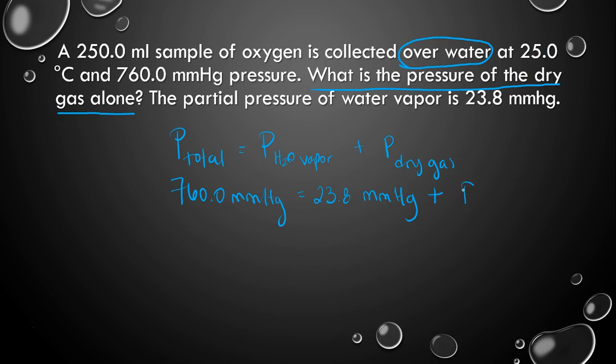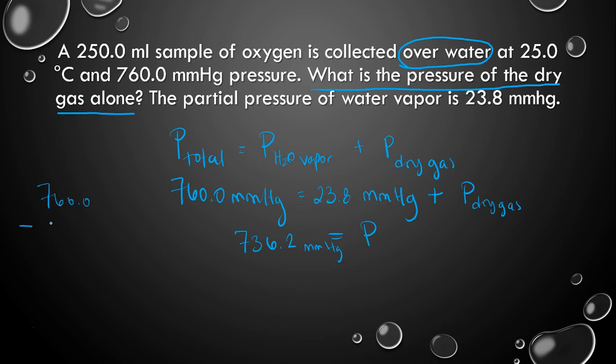So if it asks us to find the pressure of the dry gas, all I have to do is subtract. I mean, it's that simple. The hardest part of it is figuring out which of these numbers I want to use. So the pressure that we're looking for is 736.2 millimeters of mercury. Now, a quick sig fig lesson here.